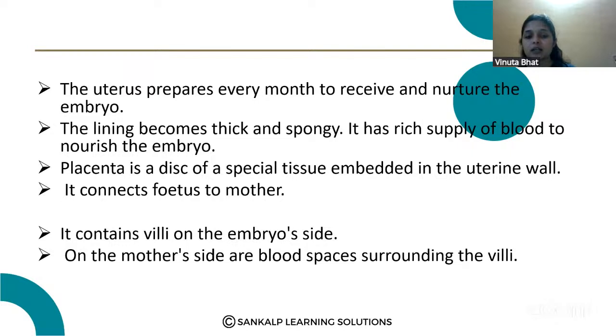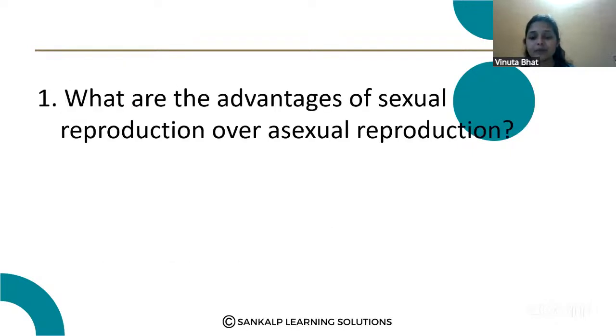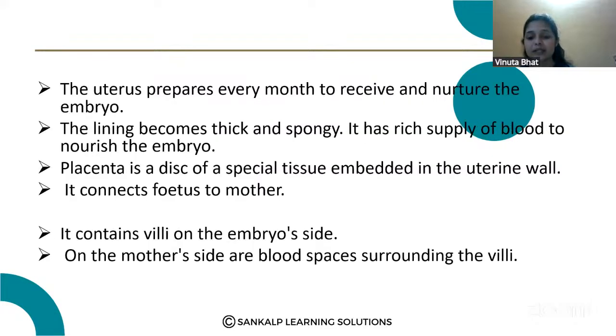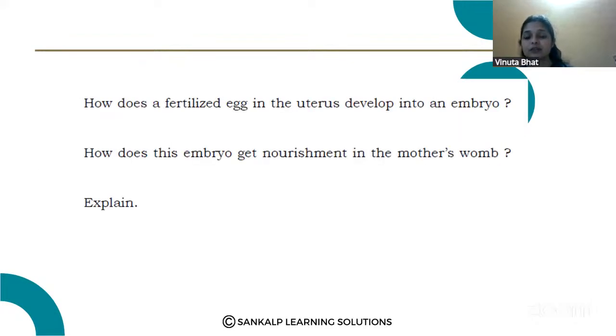and on the mother's side it contains the space surrounding the villi. The placenta provides glucose and other nutrients to the developing embryo, and is also helpful for the removal of waste products from the developing embryo, which are removed into the mother's blood. So like this, the placenta helps in the development and nourishment of the embryo.